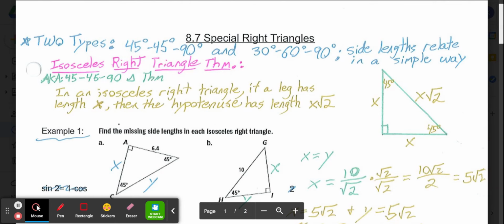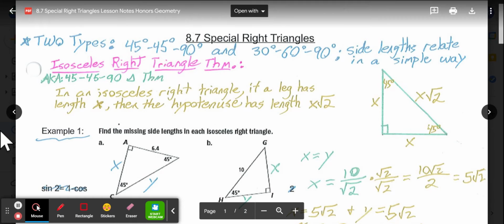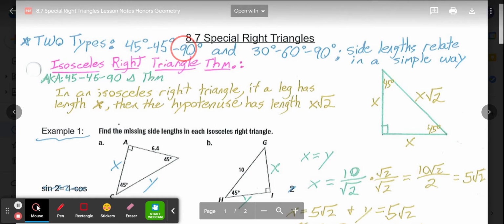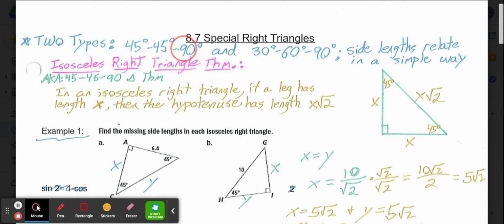Welcome to lesson 8.7, special right triangles. So the main idea as we go through today's lesson is that there are two types of special right triangles. One that we call a 45-45-90, also called an isosceles right triangle because two of the sides and angles are the same.